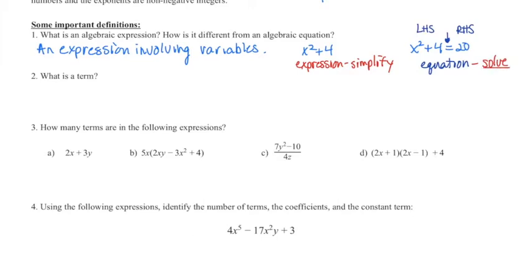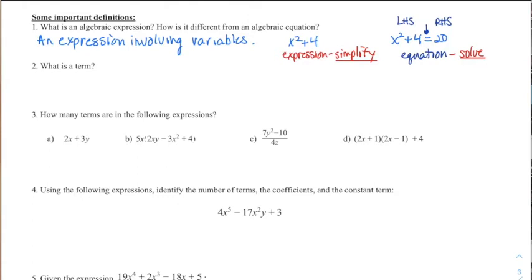A lot of times, students will tell me that they solve an expression, but that's not actually true. What you're doing is simplifying. So that's the big difference between an expression and an equation. In this example, for this equation, if I wanted to solve it, what I would actually do is use reverse order of operations.